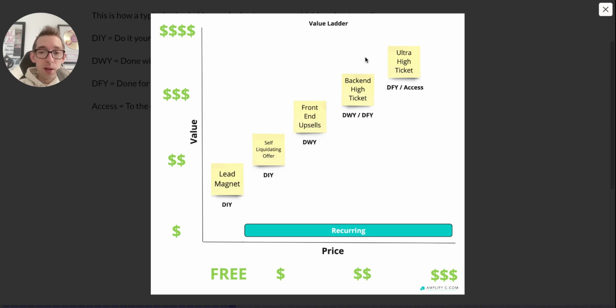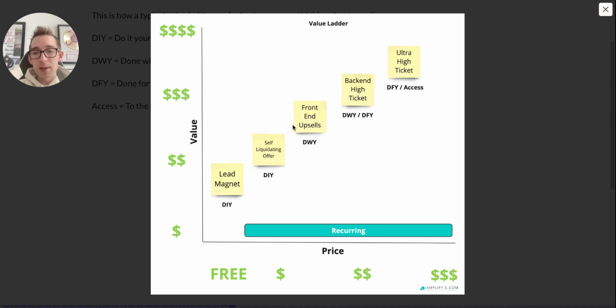Back end high ticket. Okay, great. We're going to help you map it out with you, and we're going to give you all the tools, training, templates, AI tools, right? You're going to be part of a community and you're going to maximize your conversion rates, your average order value, your lifetime customer value. Ultra high ticket. We come in and do it in your business for you, right?